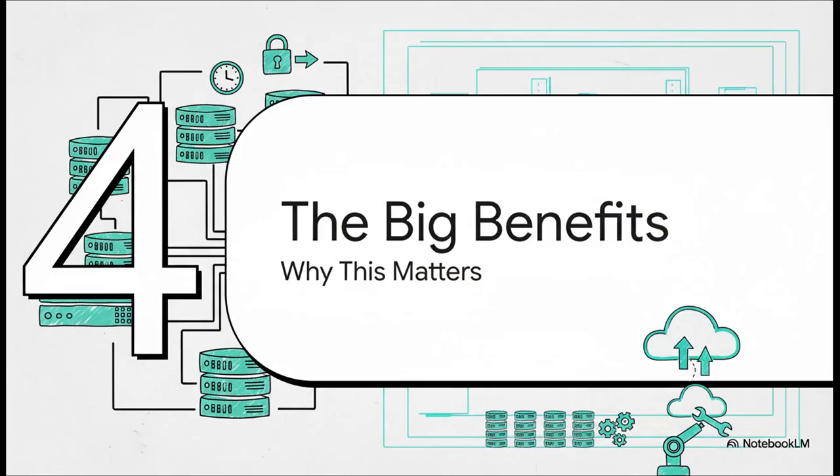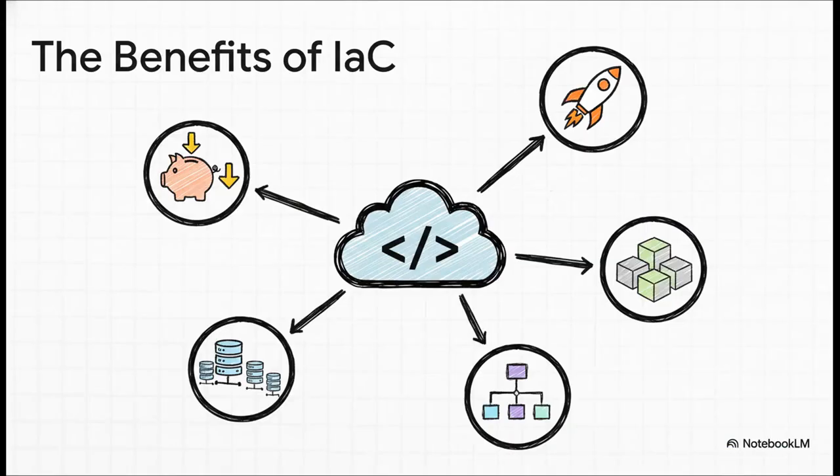So we know what it is, we've seen how it works, but why has this become so fundamental to modern tech? Why does it matter so much? Well, the payoff is absolutely enormous. The benefits are just game-changing. First, speed and automation. You can launch entire complex environments in minutes, not days or weeks. Then there's consistency. Every single environment, from the one on your laptop to the one in production, is identical. You can finally say goodbye to those "it works on my machine" bugs.